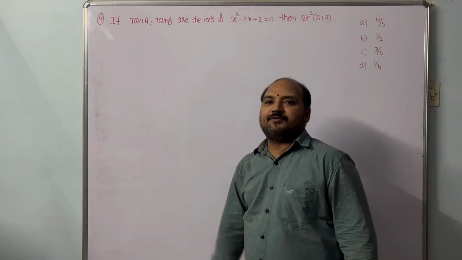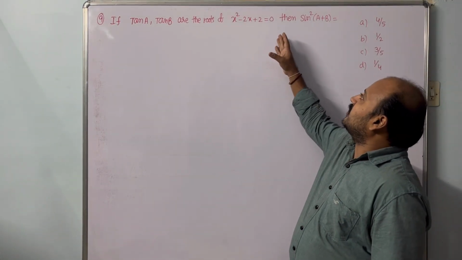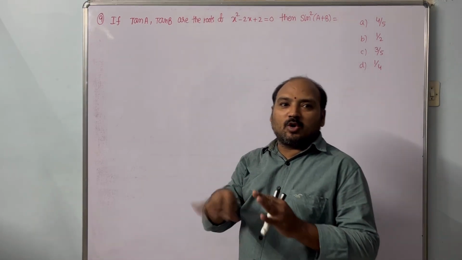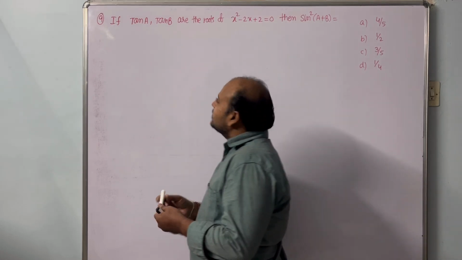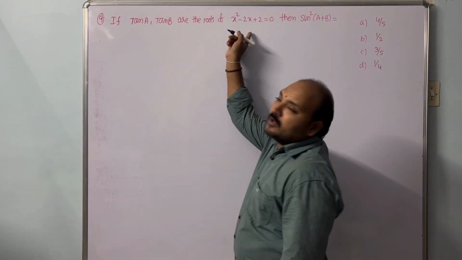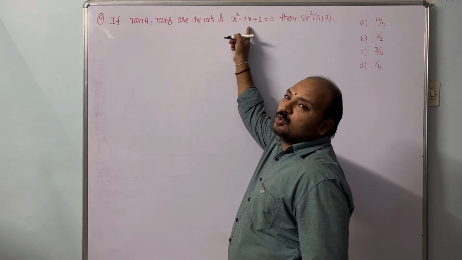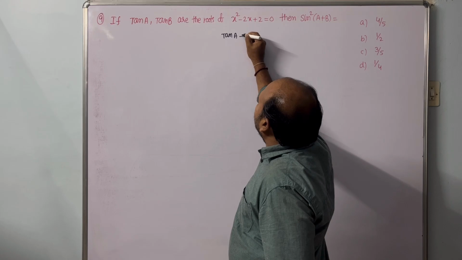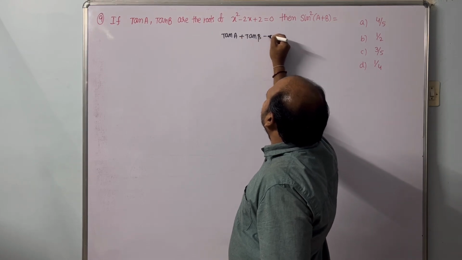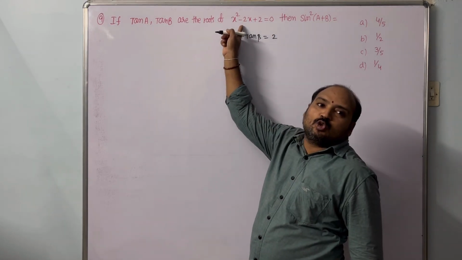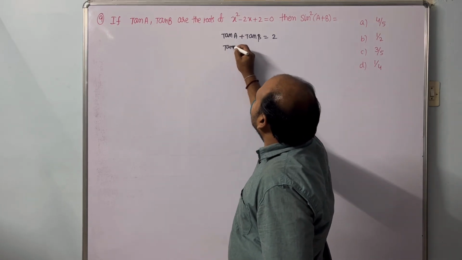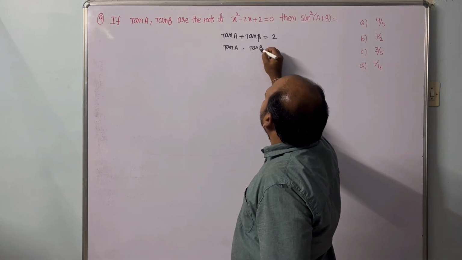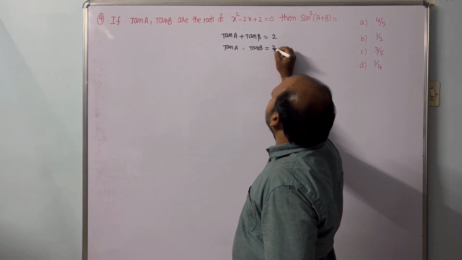Next question. If tan a, tan b are the roots of this equation x square minus 2x plus 3 equal to 0, then sin square of a plus b. This is not only a quadratic equation but also has trigonometric conditions. So here tan a, tan b are the roots. Alpha plus beta is shown, you know, from this. Tan a plus tan b is equal to minus b by a, means minus of minus 2 by 1. Product of the roots: tan a into tan b is equal to c by a, 2.